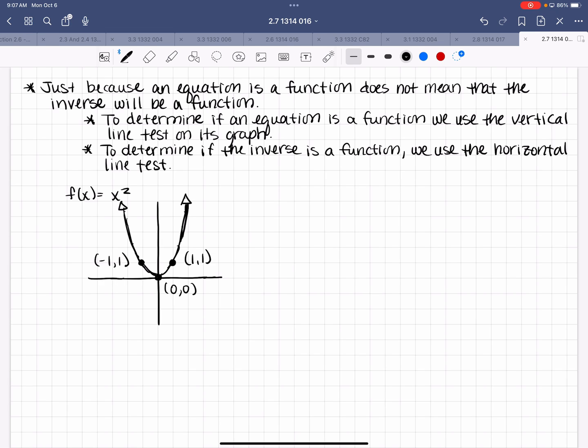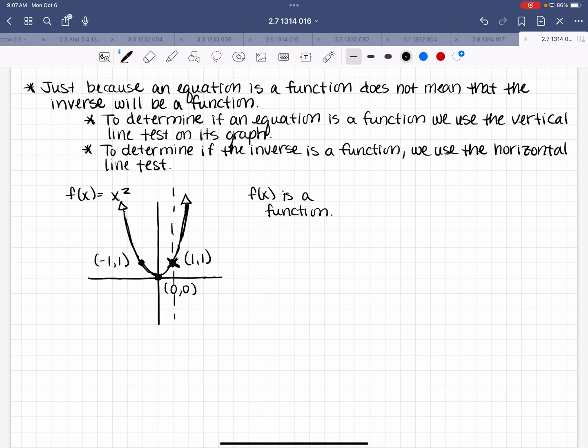Now, I could draw a vertical line just like this. Okay? And I know right here, it only hits one time. So, this f of x is a function.